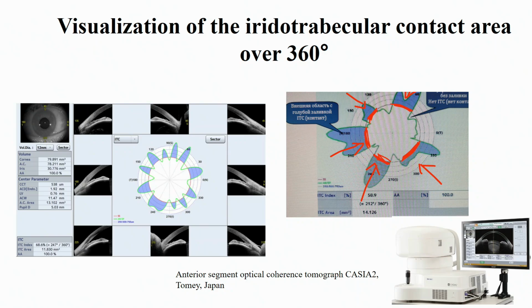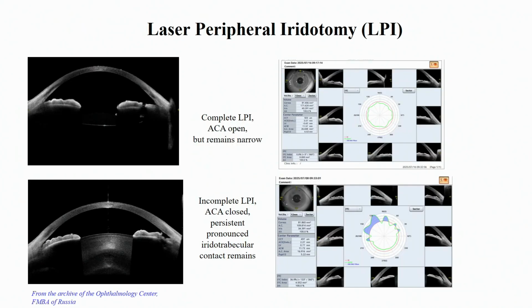not just one-time measurements. What else can we see during this scanning, you can see visualization of the iridotrabecular contact area, and you can see synechias that we may not sometimes see and evaluate, and it is also important. It is also important to assess it in dynamics.